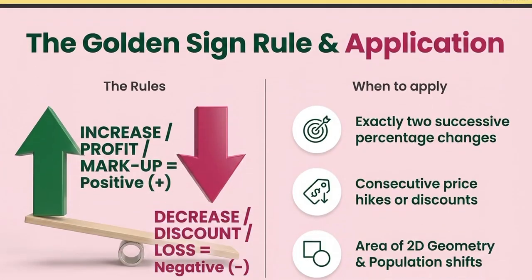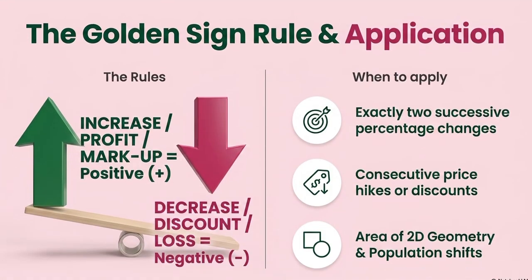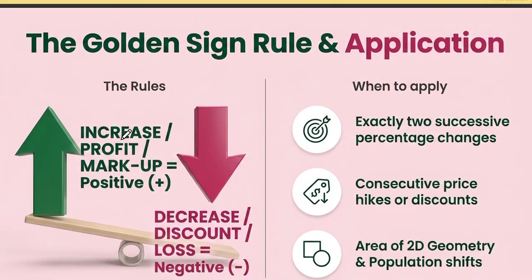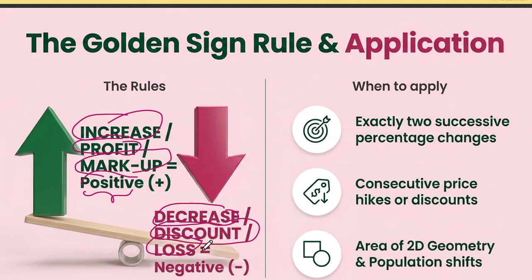So when we apply this formula, when do we take plus and minus signs? Suppose in the question something is increasing, or profit is there, or markup is there, in that case we will take that value as positive. And suppose the value is decreasing, or discount is given, or some loss is there, in that case we'll assume that value is negative.